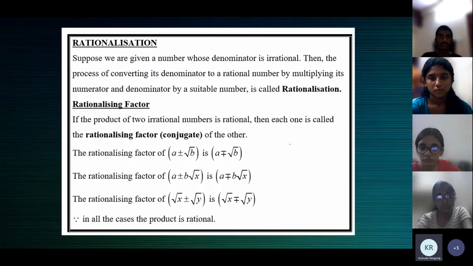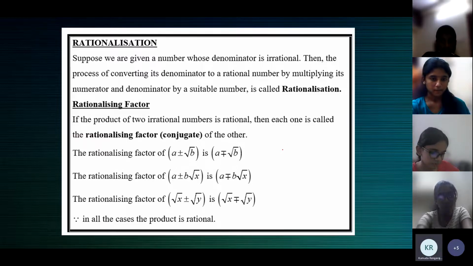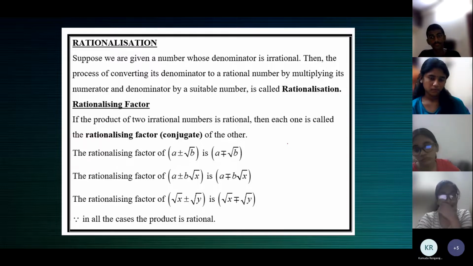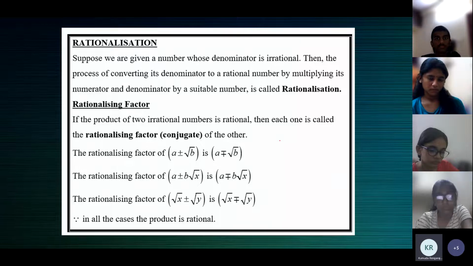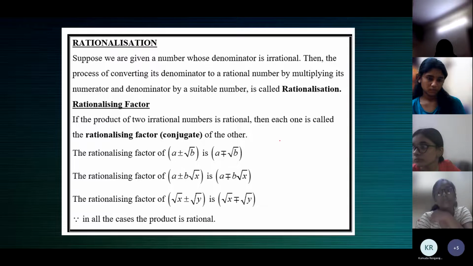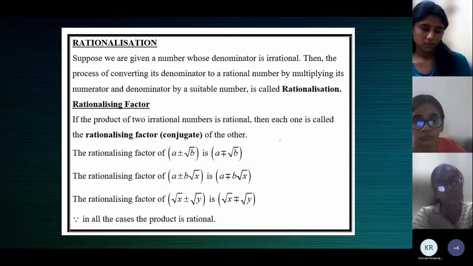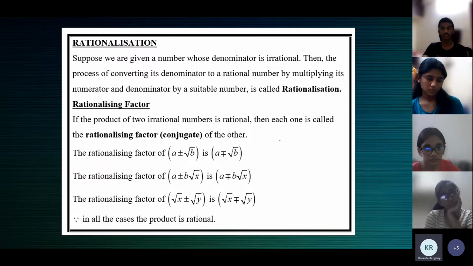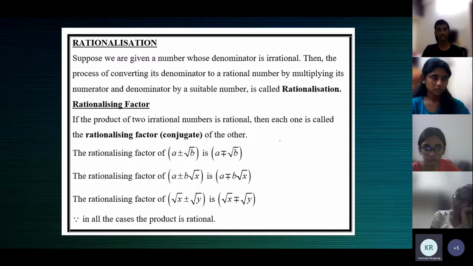So what is rationalization? When the denominator of an expression is irrational, the procedure or the process you adopt to convert that irrational denominator to a rational denominator is called rationalization. I repeat, you have an expression. The denominator of the expression is irrational. You want to have the expression with a rational denominator.